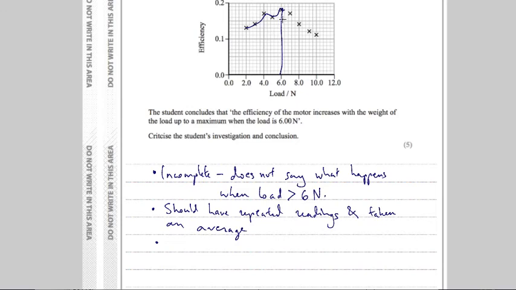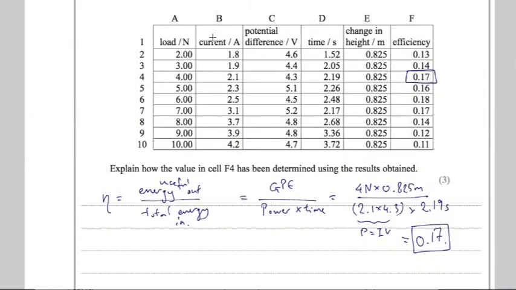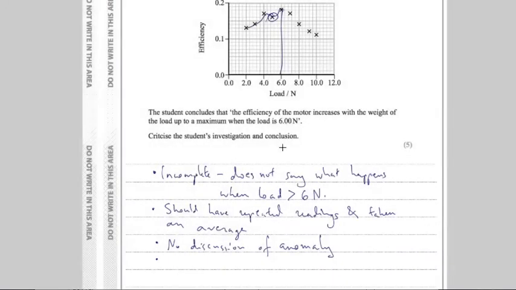Anything else? Oh, we have an anomaly at 5 newtons that we haven't said anything about. No discussion of anomaly. And what else? Well, we had lots of things varying. So if you look at the table of results, we're changing the load. We've got a variable current, we've got a variable potential difference. The time is variable. The only thing that we're controlling is the change in height. So I would say that some more control variables would have been good.